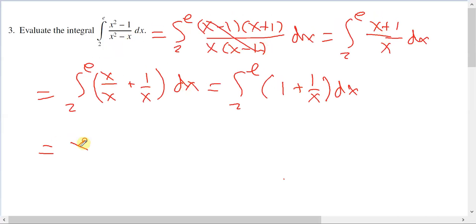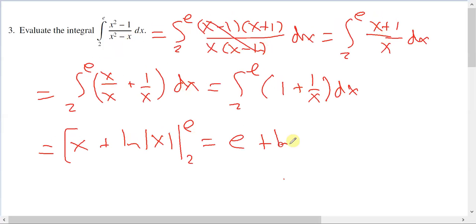And so I get x plus natural log absolute value of x. Turns out we don't really need absolute value in this case because these numbers are positive, but I'll put it in there until I get my limits in. Anyway, plugging in the e, I get e plus natural log e, dropping the absolute value because e is positive, minus 2 plus natural log 2, again dropping the absolute value.